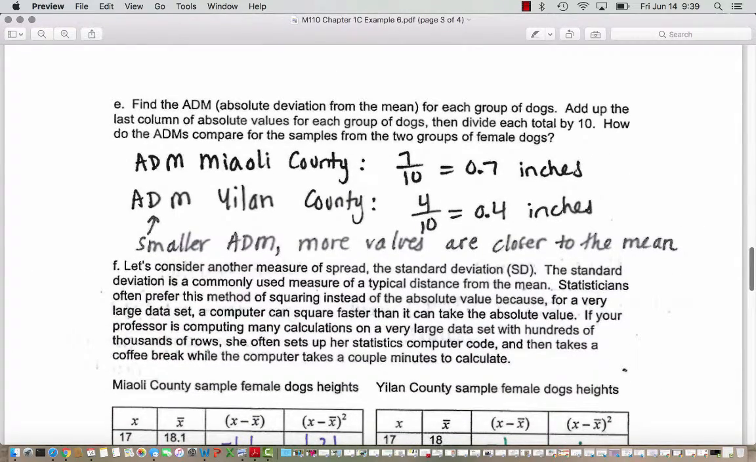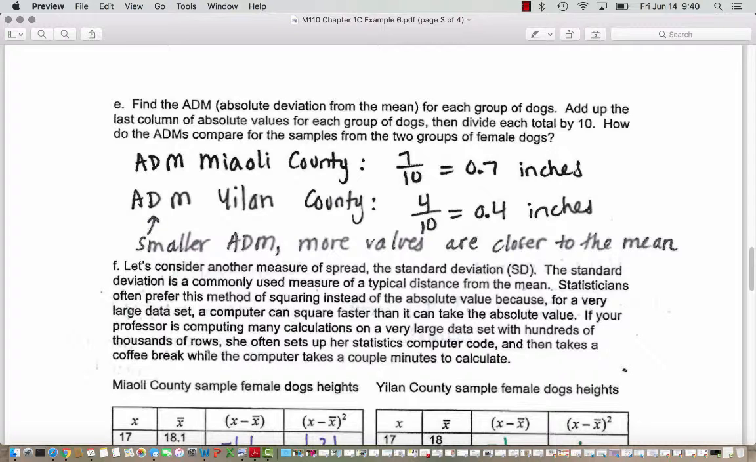So the way we find the ADM is to add up all the absolute value columns, which we did, and then divide each by 10 because there's 10 dogs in each group. So the ADM, absolute deviation from the mean, for Miaoli County, 7 divided by 10 is 0.7 inches. The ADM for Yalong County is 4 divided by 10, or 0.4 inches.